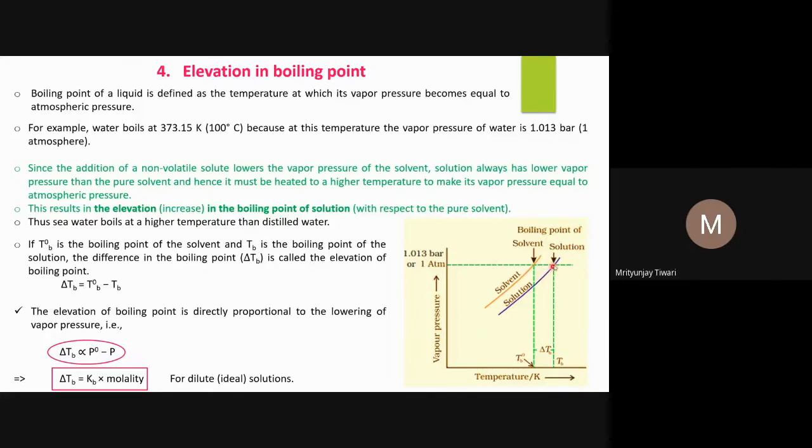To make this vapor pressure equal to 1 atmospheric pressure, we have to heat it further, because the nature of the solution is not the same. So if this is the graph, to get this value equal, you can just project it here, and this projection is TB, the boiling point of the solution.